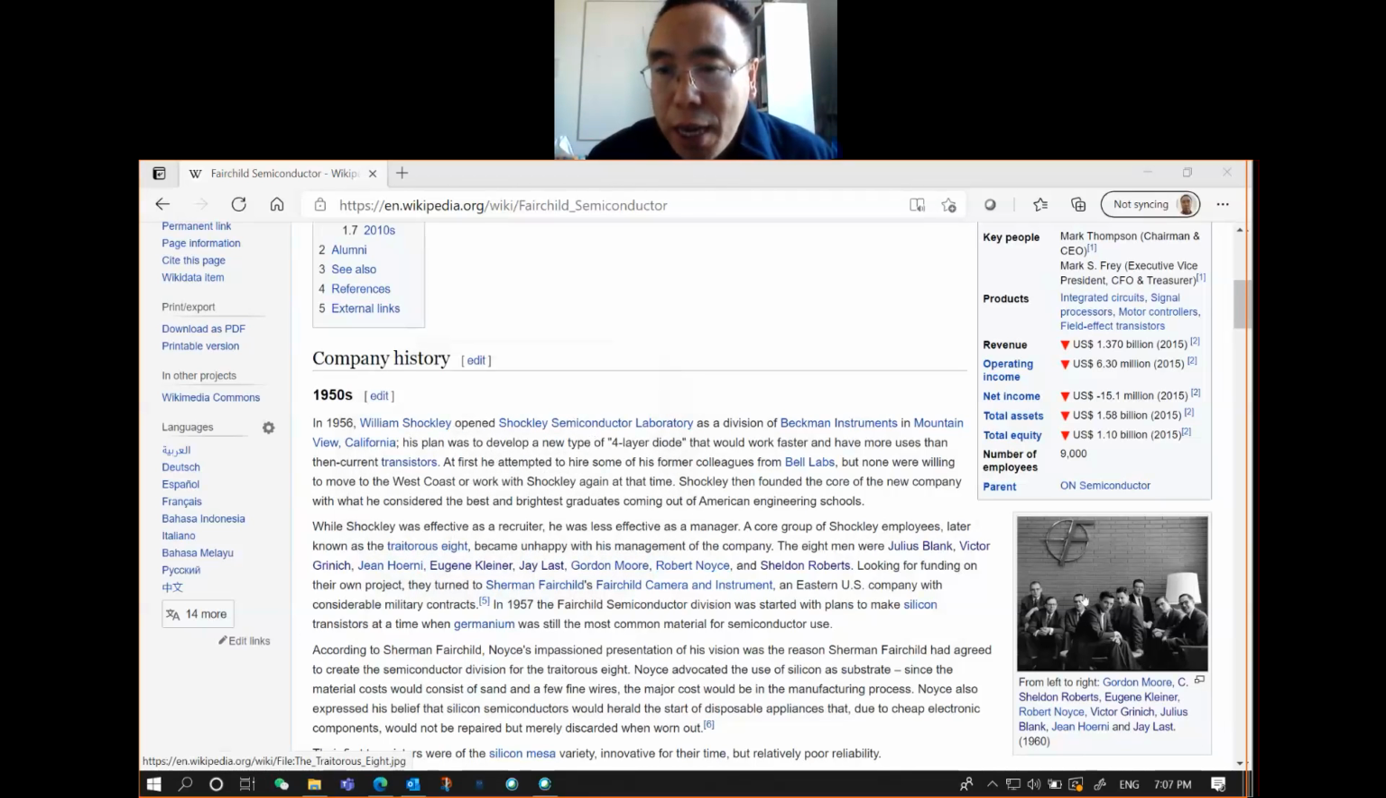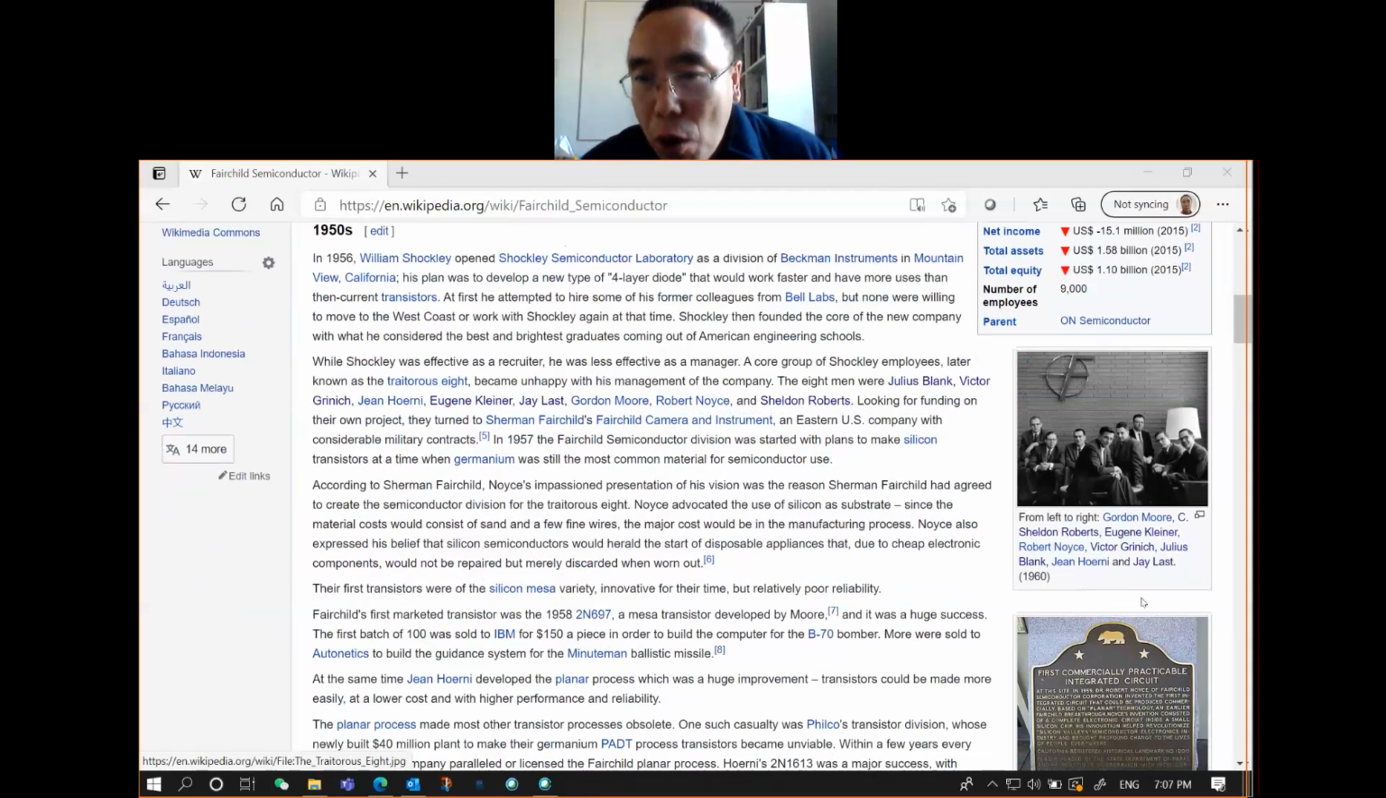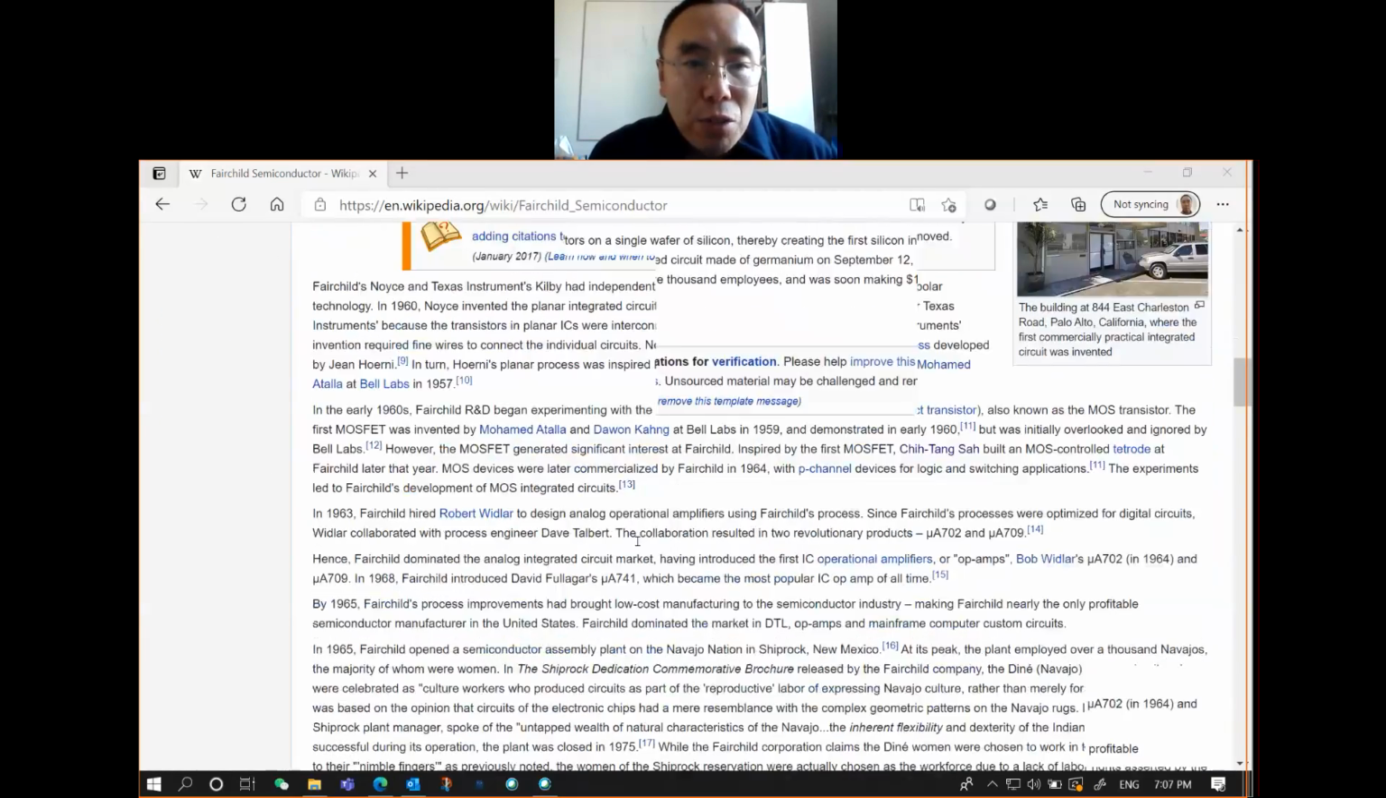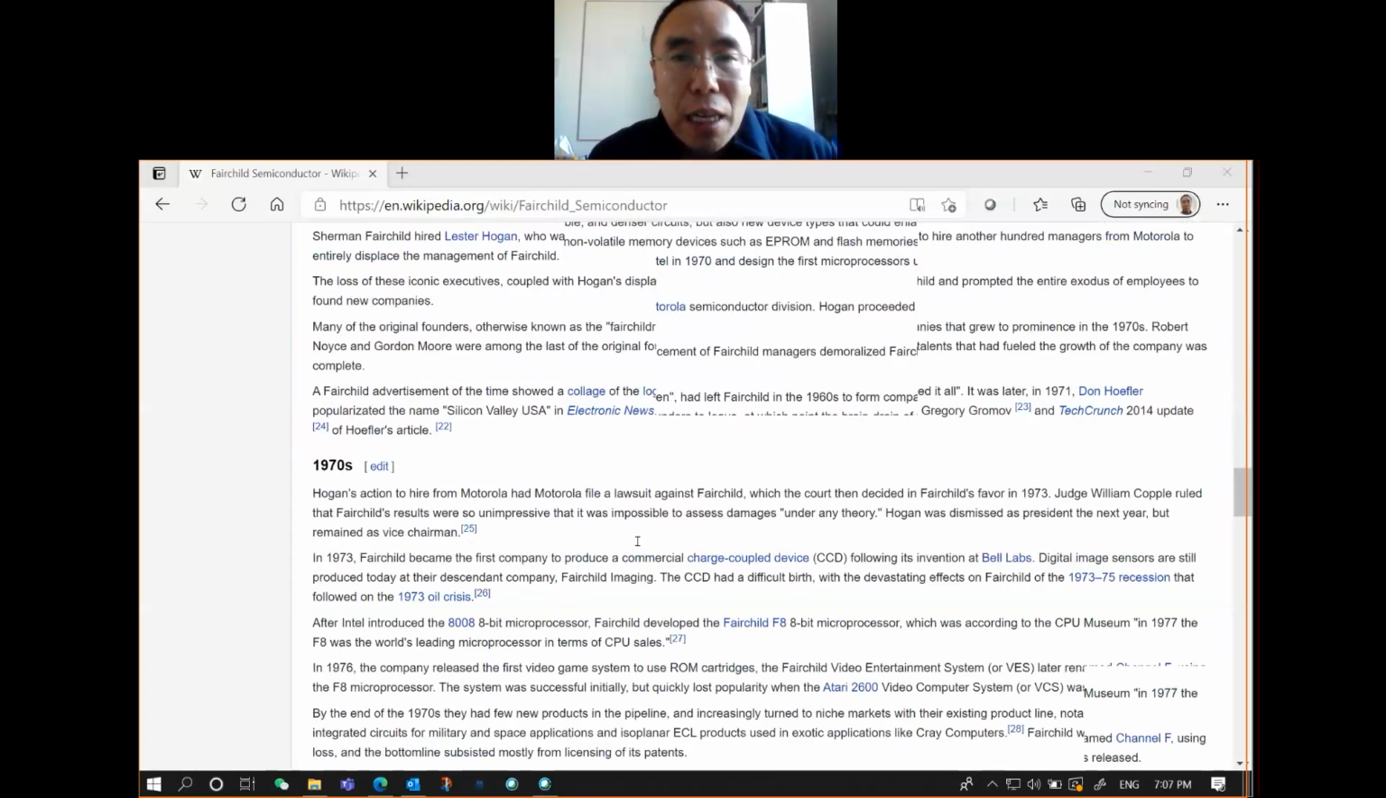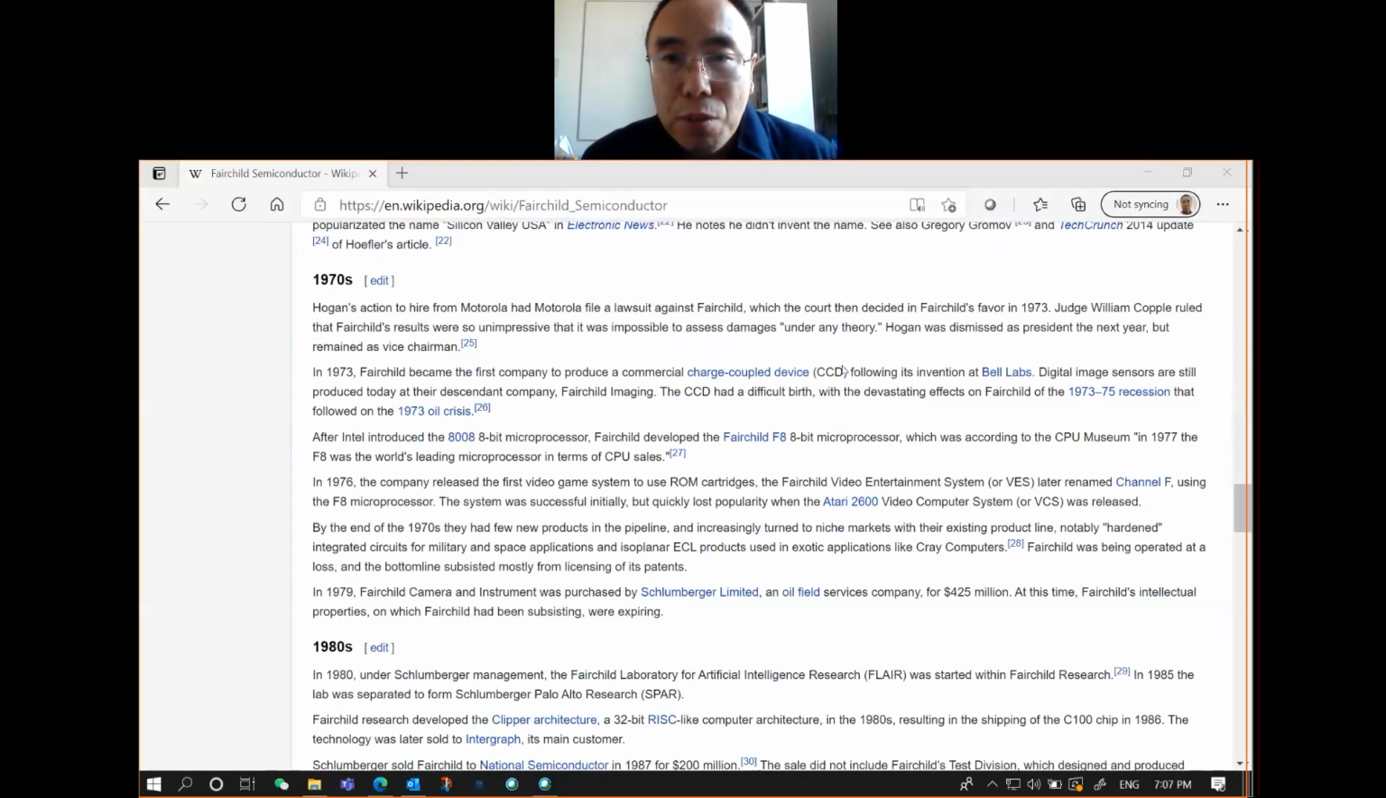These 8 young people later became known as the Traitorous Eight. But those 8 people are considered the founders of Silicon Valley. You can see the names. Gordon Moore and Robert Noyce are the founders of Intel. Sheldon Roberts, Jean Hoerni, and Jay Last founded another company that later became Teledyne. Teledyne is also a big company. They bought Waterloo company and Delta. If you want to learn more about the history, you can read this. This is a kind of history of the Silicon Valley. Okay, thank you.